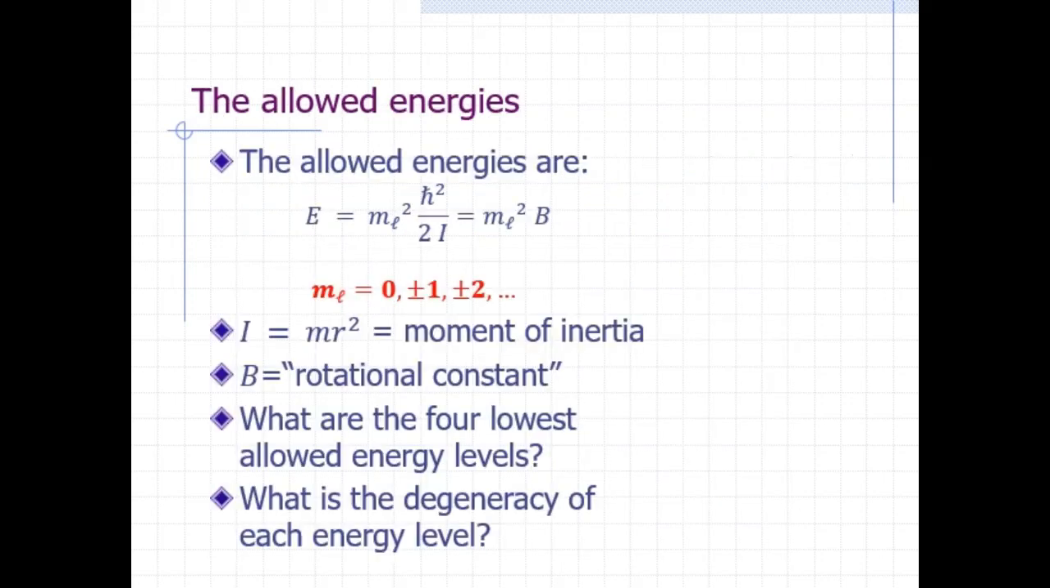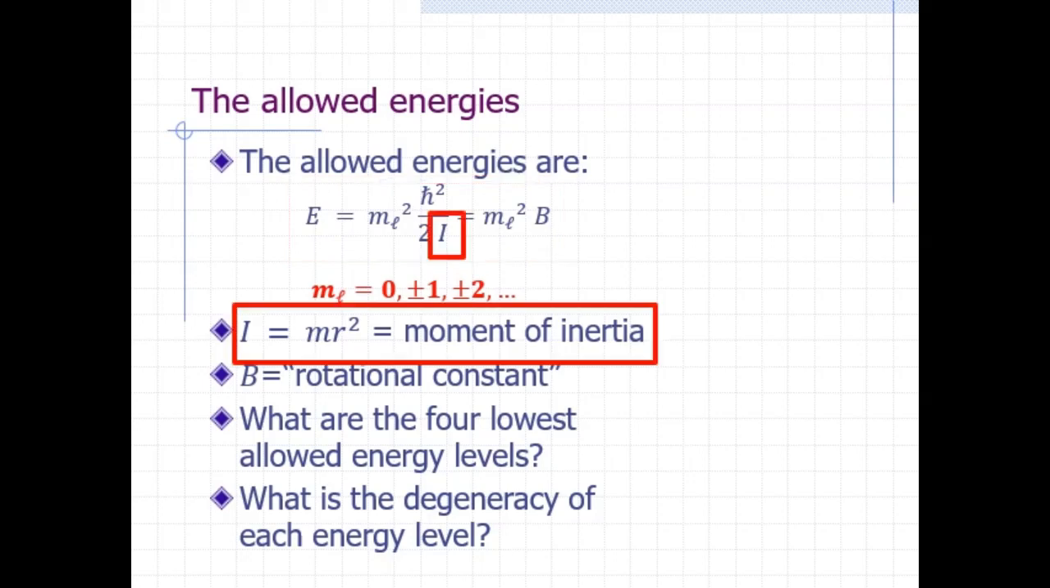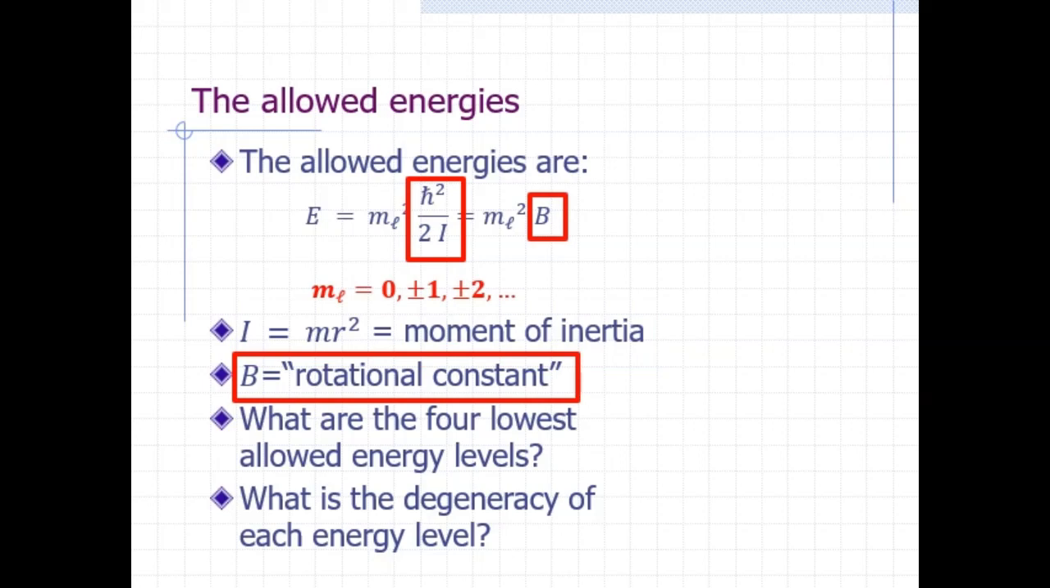The energy for a quantum state associated with a given m sub l is m sub l squared times h bar squared over 2I. Here, I is the moment of inertia, which is equal to the mass of the particle times the square of the radius of the circle. The expression h bar squared over 2I is called the rotational constant and is typically represented by uppercase B. Obviously, energy is quantized since m sub l values are restricted to integers.